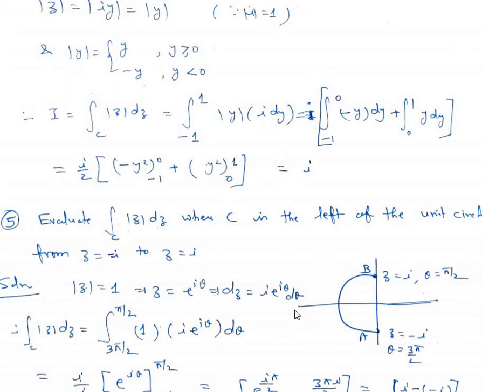So mod z is equal to 1 means z is equal to e to the power i theta, so dz is equal to i e to the power i theta d theta. So therefore integral over c mod z dz is equal to integration 3 pi by 2 to pi by 2. These are the limits for theta. Mod of z is 1, it is given to us because it is a unit circle, and dz is i e to the power i theta d theta. So integrate it. Integral of e to the power i theta is e to the power i theta upon i. Put the limits. We have e to the power pi i by 2 minus e to the power 3 pi i by 2, which is i minus minus i, which is equal to 2i.